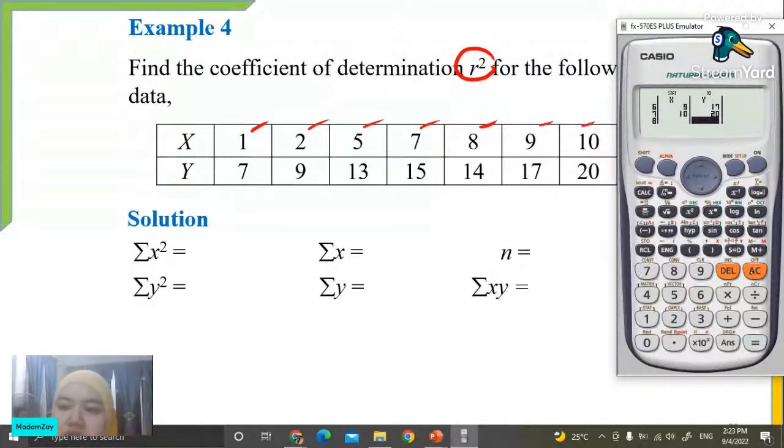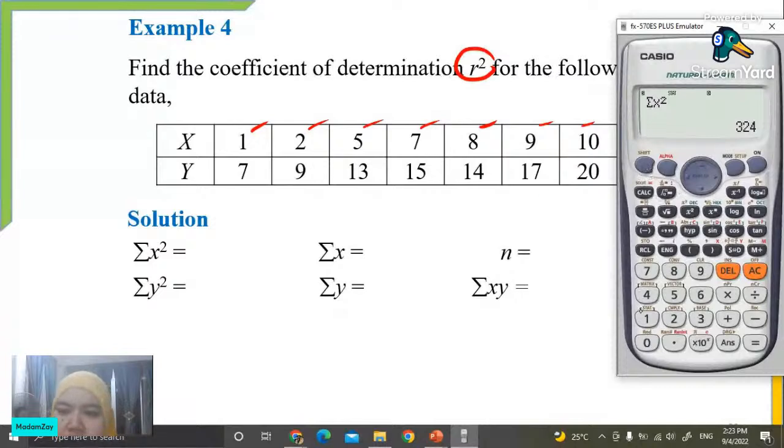We need to find what is our summation of x squared. Press the AC and shift 1. So here we have the sum and the regression, number 3 and number 5. So we want to find the sum first. So summation of x squared, number 1, is equal to 324. Okay, so it's 324. You can put it in your slide, in your calculation, 324.